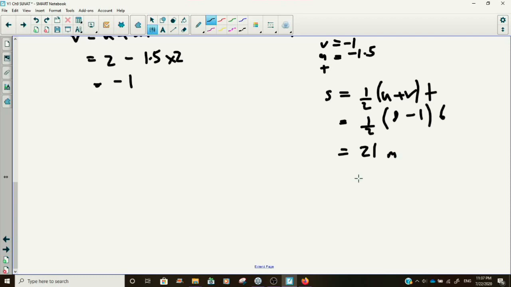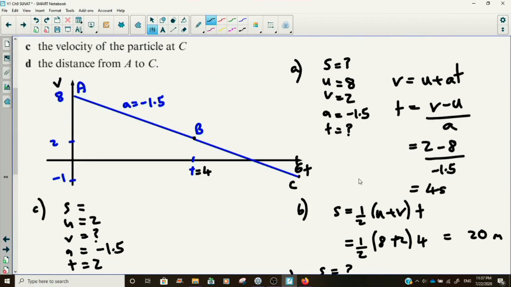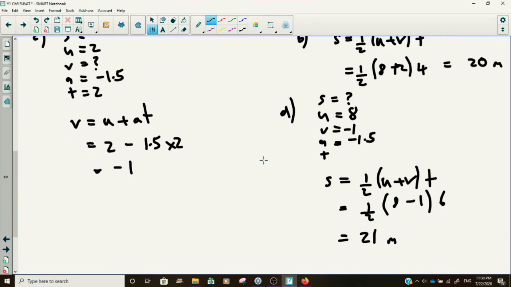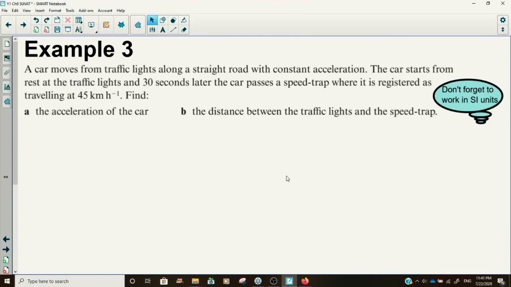So you can see the journey from A to B, that was 20 meters. She's probably going to travel another maybe 2 or 3 meters and then come backwards. So yeah, another little bit there added on to the 20, and then backwards another bit. So 21 meters from the start.